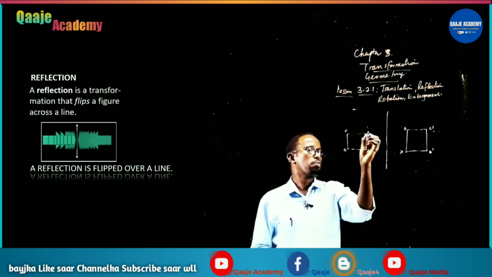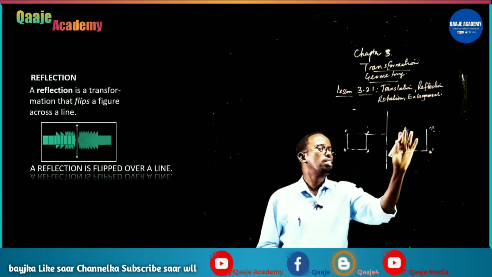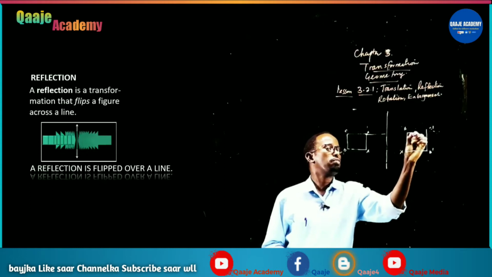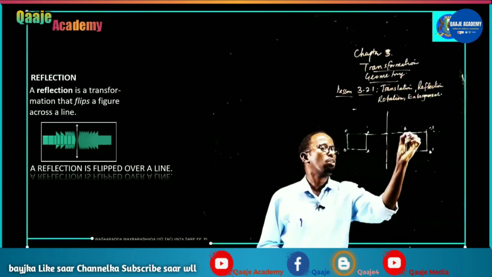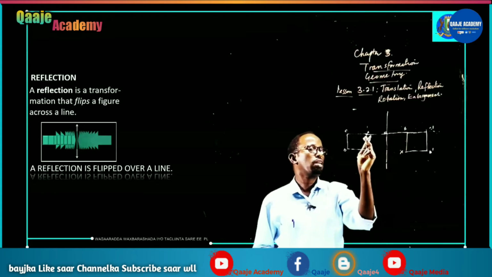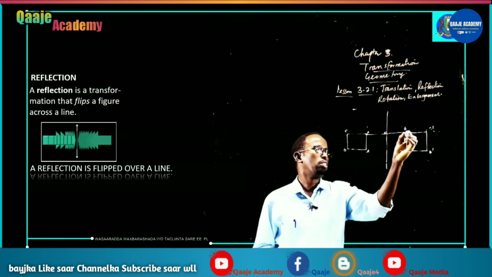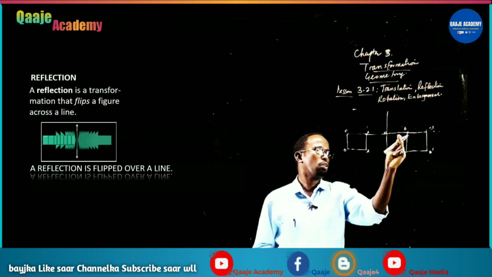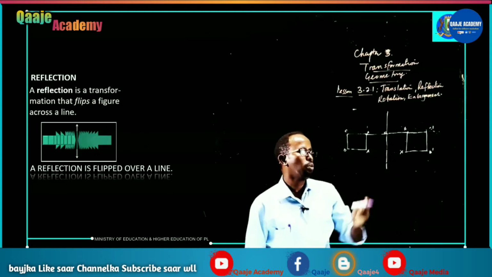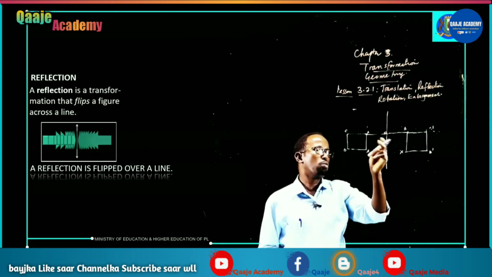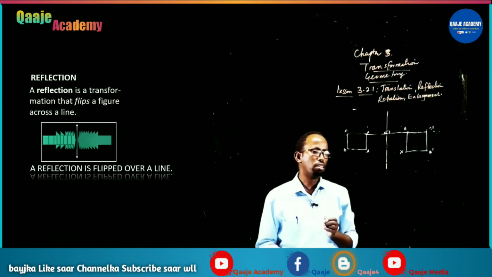The other thing is, the distance from the object to the mirror is always equal to the distance from the mirror line to the image. So you can see now this distance will always be the same. If this is 2 meters, this one will also be 2 meters. And then the mirror line will be perpendicular to these two, meaning each will be 90 degrees.